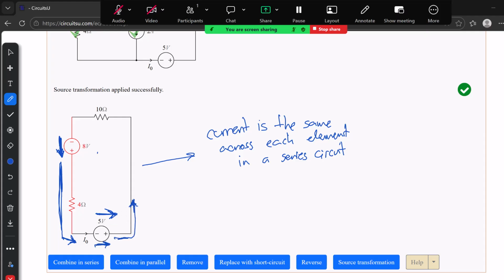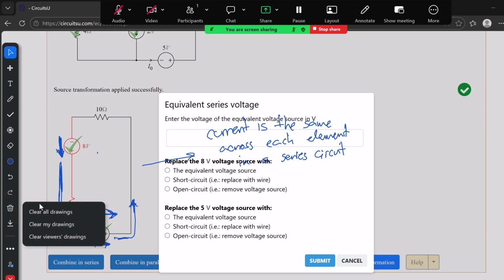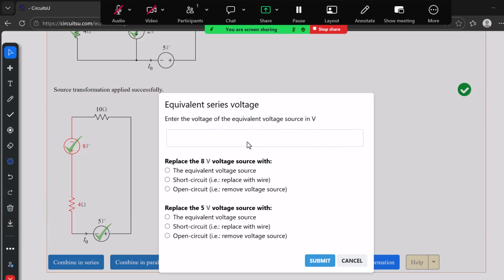This means that we will add them up, or we can also flip the terminals and put the negative of the addition. So in this case, what I'm going to do is I'm going to click on these, and then I will combine them in series. So I will quote unquote eliminate one source. Let's say we eliminate the 8 volt source with a short circuit, and we will replace the 5 volts with the equivalent voltage source. Now, what will be the answer?